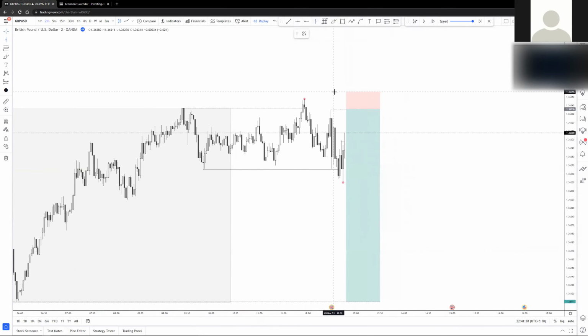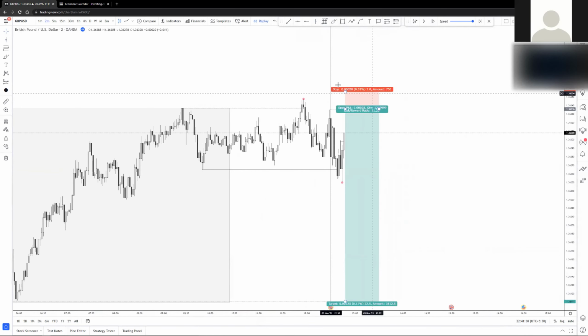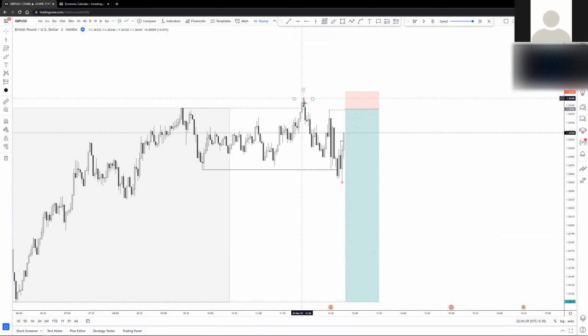So see, that's why I told you 12:30. That is when the kill zone opens. That is when Frankfurt opens. So now it's a good time for me to take a trade, because now this has formed the setup. I don't know what session this is, but this has formed the setup.